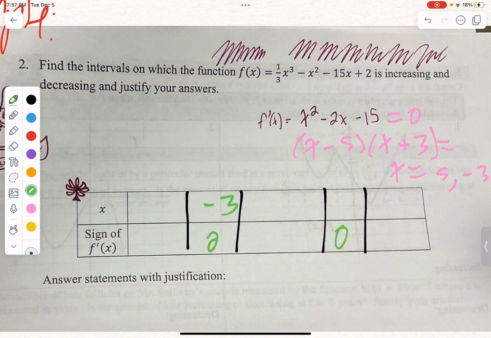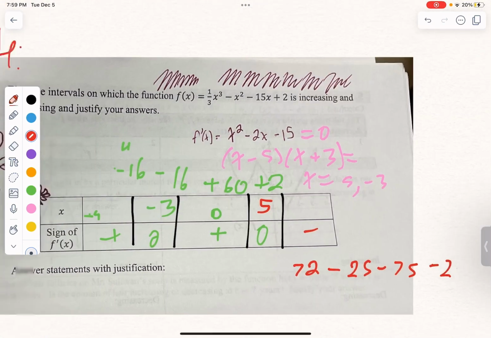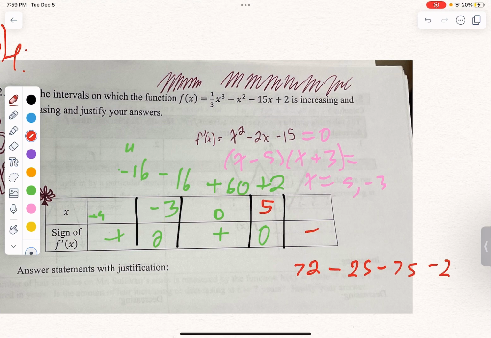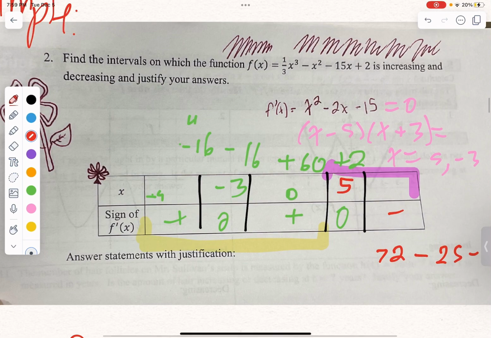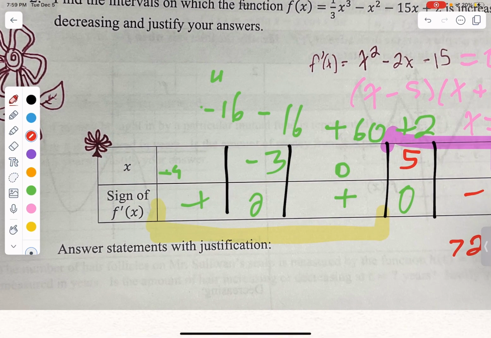So let's go ahead and just do it. Right here we can see, from here to here our function is increasing, and then from here to here it is decreasing. Technically you would write a statement with justification.